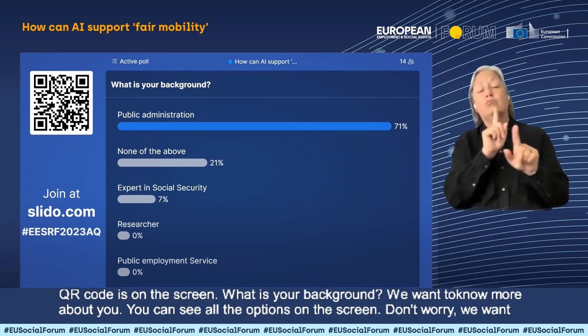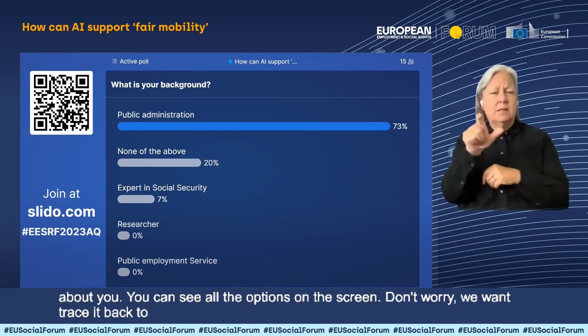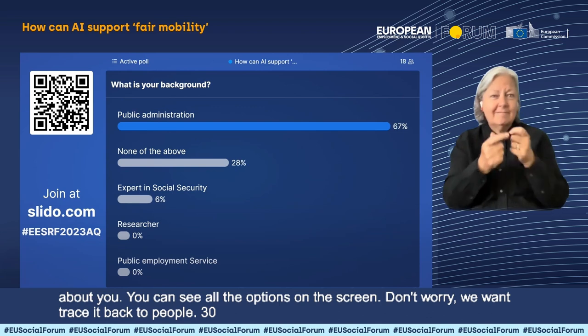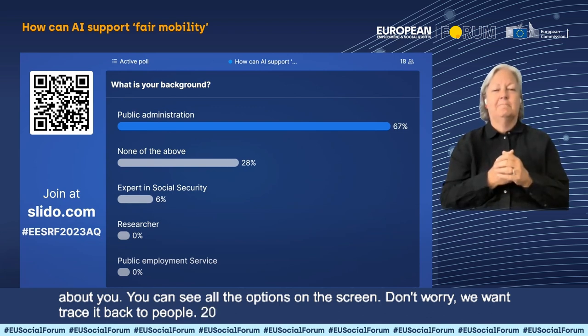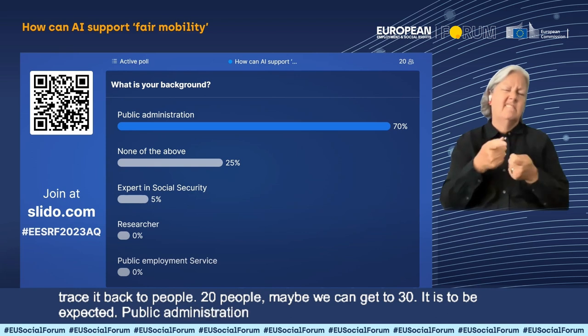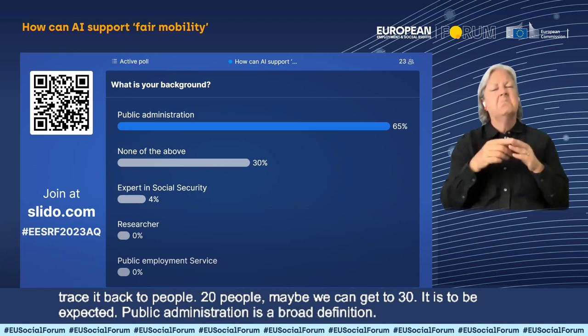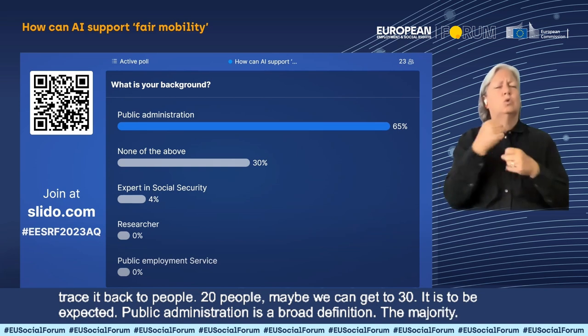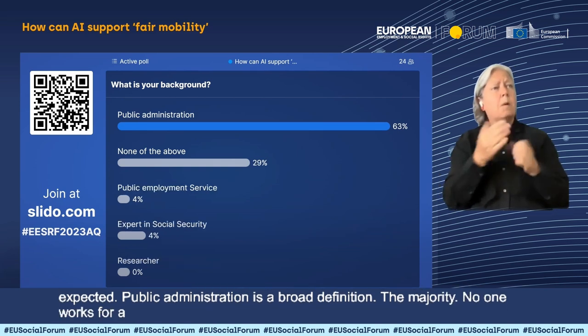13 people, maybe we get to 20. It's to be expected. Public administration is such a broad definition. That's the majority, none of the above. Expert in social security. No one works for a public employment service. That's interesting. Brilliant. Let's have the next question.